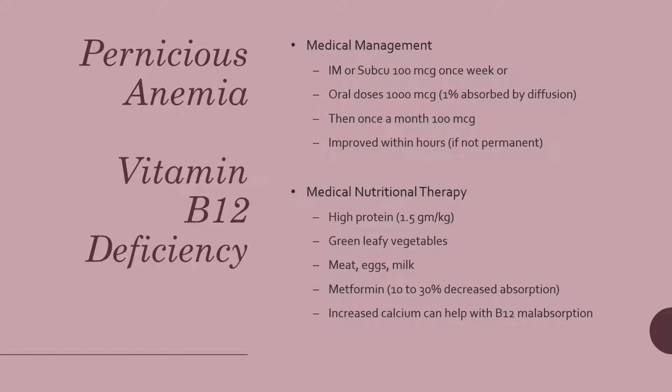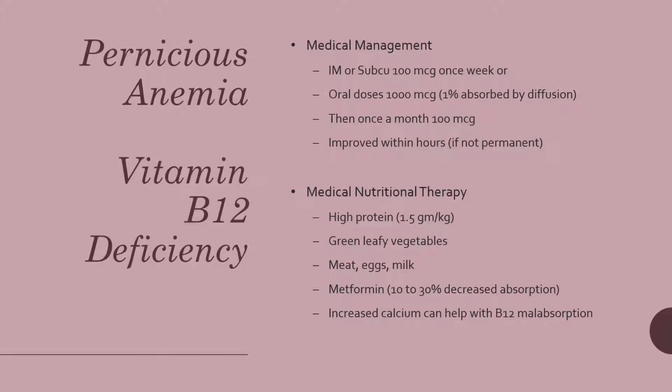So when we've diagnosed pernicious anemia, the medical management is to actually inject the B12 directly into the bloodstream. So either intramuscular or subcutaneous injections of 100 micrograms once per week, or oral doses of 1,000 micrograms. Keeping in mind that this is really a megadose of B12, but we estimate that only 1% will be absorbed really by diffusion, not by the normal carrier methods of absorbing vitamin B12.